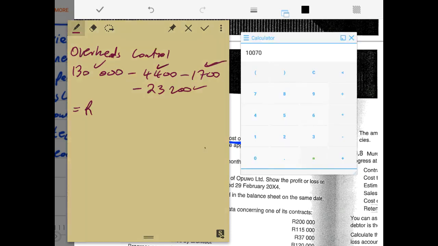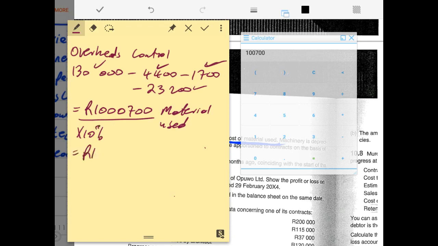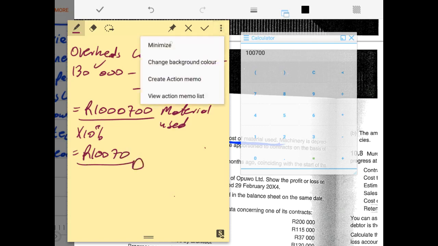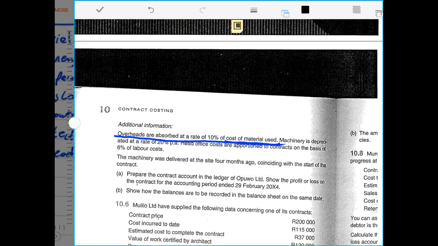So now meaning if we say divide by 0.10, material that was available for use, this was material used, and we said times that by 10%, and it gave us 10,070. So now this is our overheads as I have shown you all the calculations. So with that being said, we can go straight to the depreciation for this.